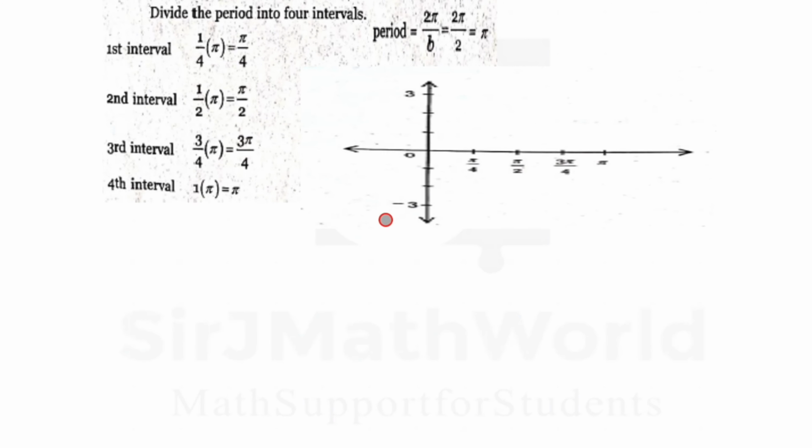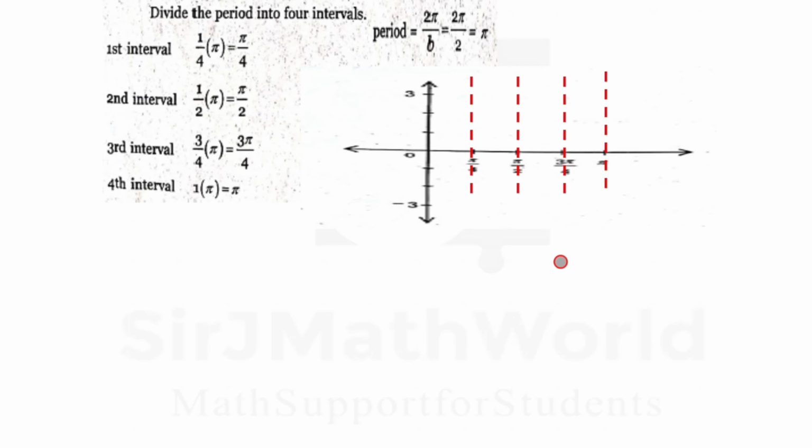Then the second interval is 1/2, so we have pi over 2. Then 3/4 times pi is 3 pi over 4, and 1 times pi is equal to pi. Then, when we draw it, this is our x-axis. So, 3 pi over 4 and pi. Let's make boundaries. This is the first interval, second, third, and fourth.